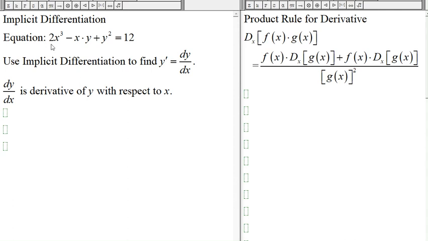Here we have the equation 2x^3 - xy + y^2 = 12, and we want to find y' or dy/dx, which is the derivative of y with respect to x. We will use what's called implicit differentiation to find dy/dx.